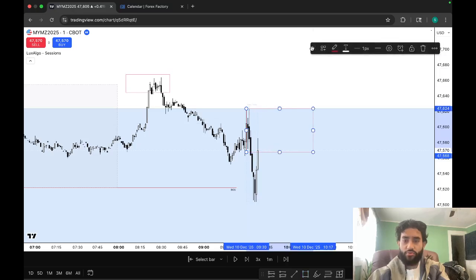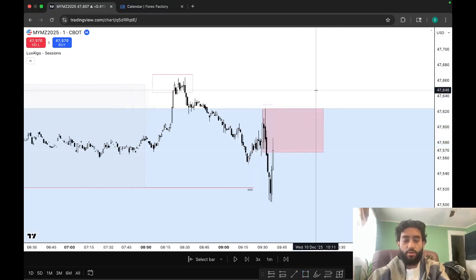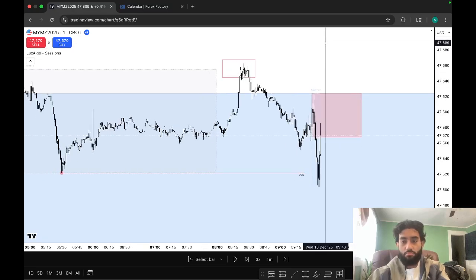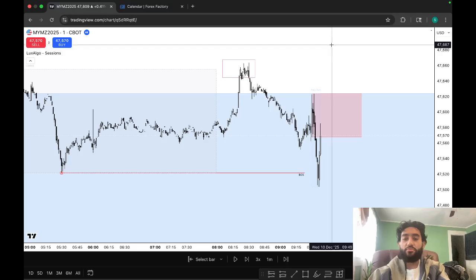I was not going to trade it because we're in a higher time frame demand zone, but this is a potential supply zone that price could react from. If price reacted from here and continued bearish, it doesn't matter because I wasn't going to trade it anyways, but I just had it marked out. Let's see what happens. Boom.